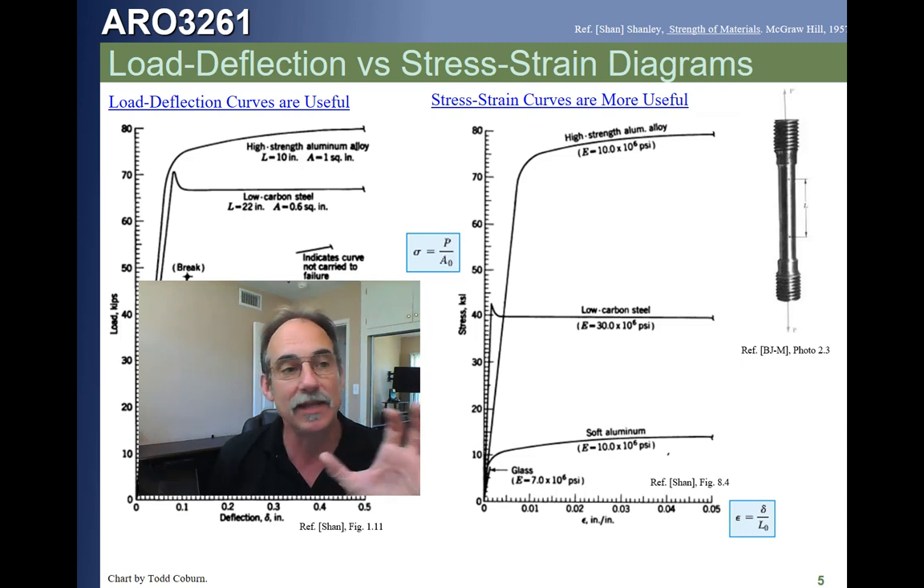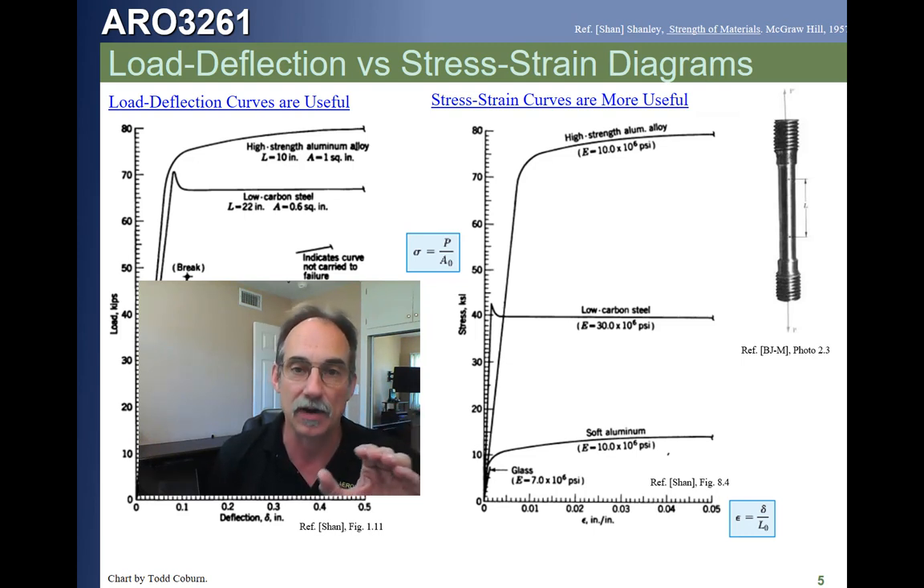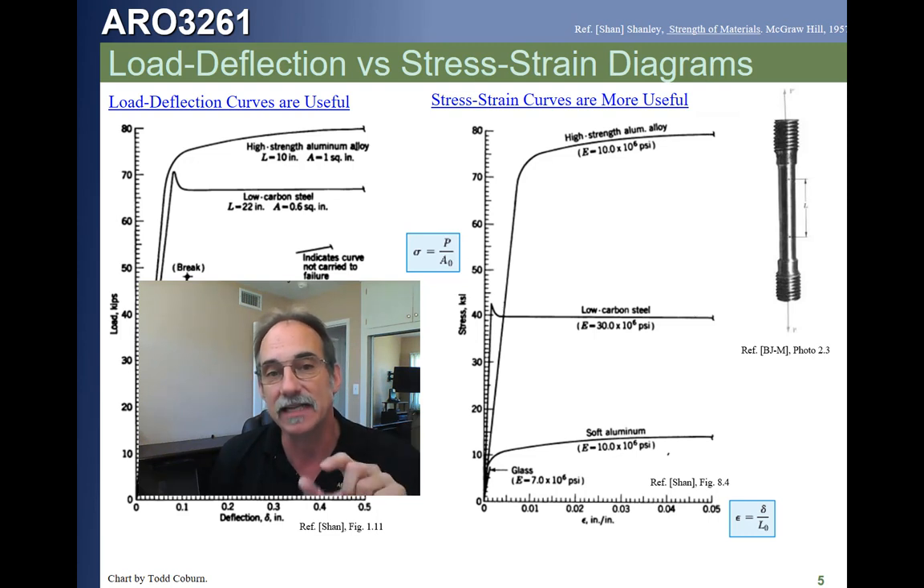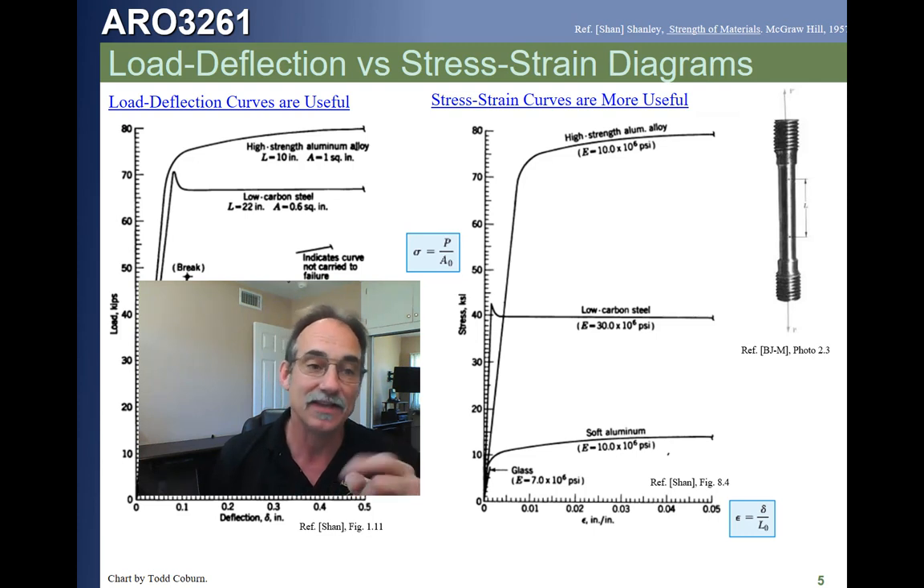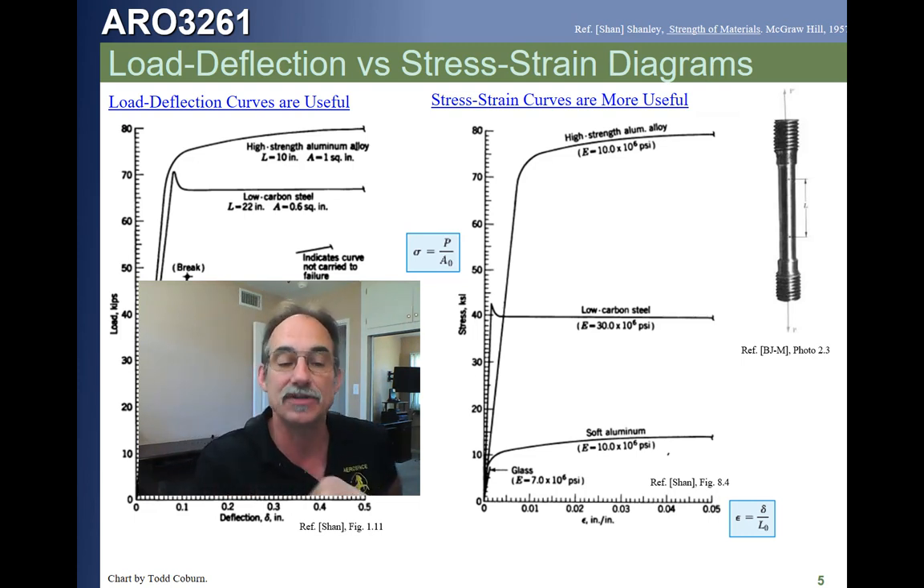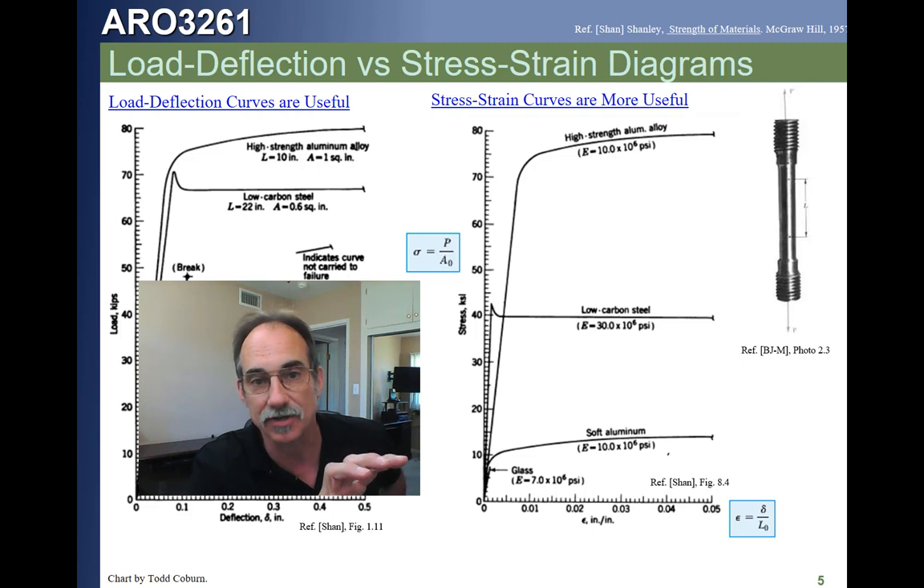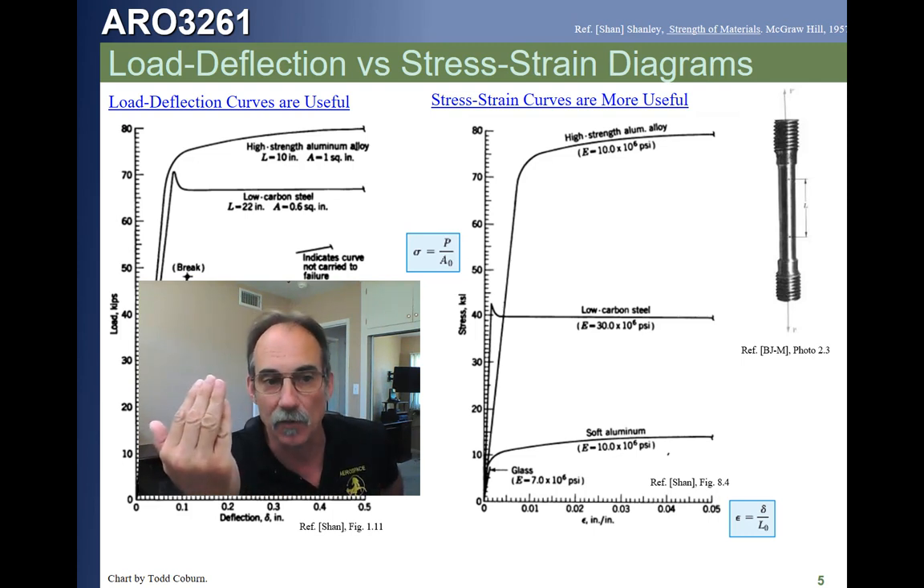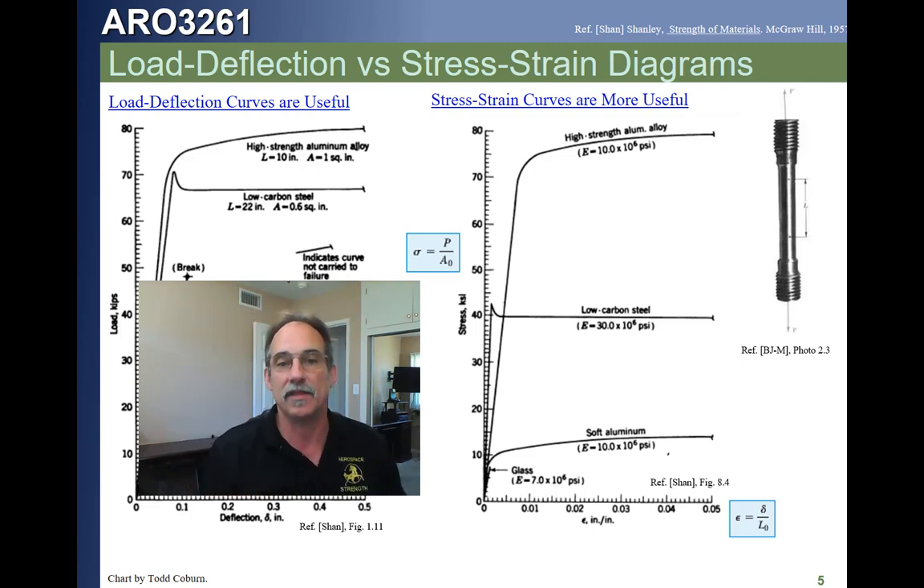So now, by doing this normalization of the force to the area and the deflection to the original length, which is giving us stress and strain, we find a curve that's much more useful in characterizing how that material behaves under loading. And this is important because when we can understand how a material should behave in different forms, it allows us to engineer a lot of different structures and use what we already know without being surprised with unwanted or unexpected failures.